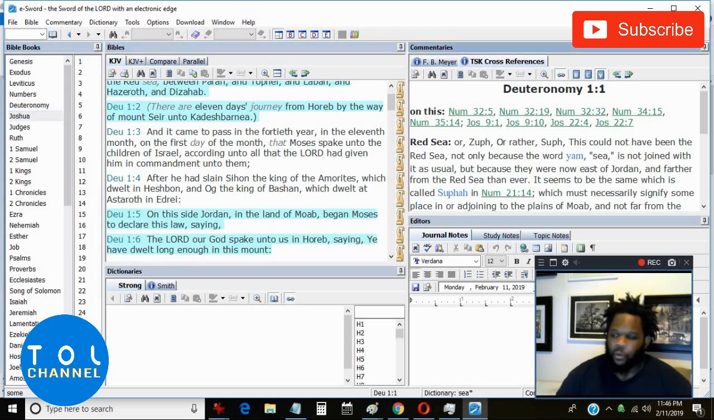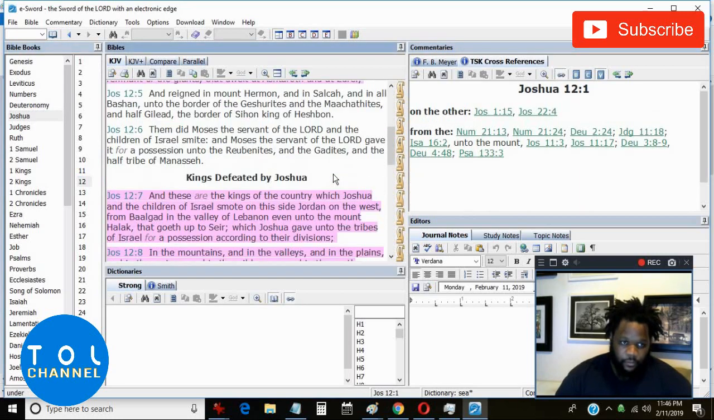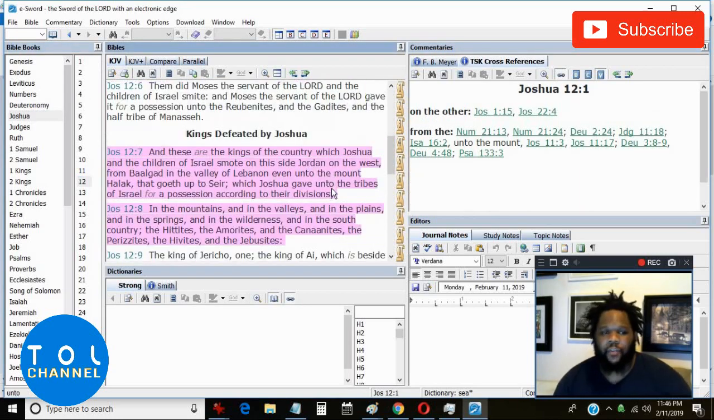We're going to keep going here. We're going to go back to Joshua 12. Joshua 12:7. And these are the kings of the country which Joshua and the children of Israel smote on this side of the Jordan west. So now we're on the west side of the Jordan. And from Baalgad in the valley of Lebanon, even to the Mount Halak that goeth up to Seir. And Joshua gave unto these tribes a possession according to their divisions. So now you can see we're on the west side of the Jordan, which we never crossed before. You get what I'm saying?